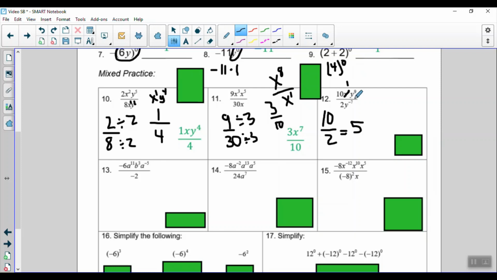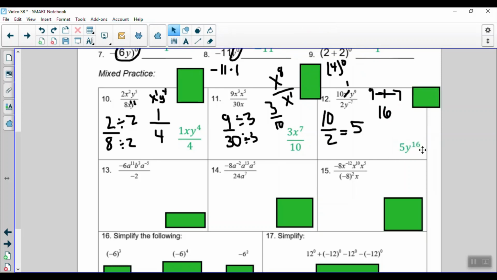Y to the 9th divided by y to the -7th. Remember, when we divide, we subtract. So 9 minus -7 becomes a plus, and so we get y to the 16th. So our final answer here is 5y to the 16th. We don't have a fraction like our other two because we divided and got a nice whole number. We don't have fractions left over when we simplify like these did. So we just have 5y to the 16th.